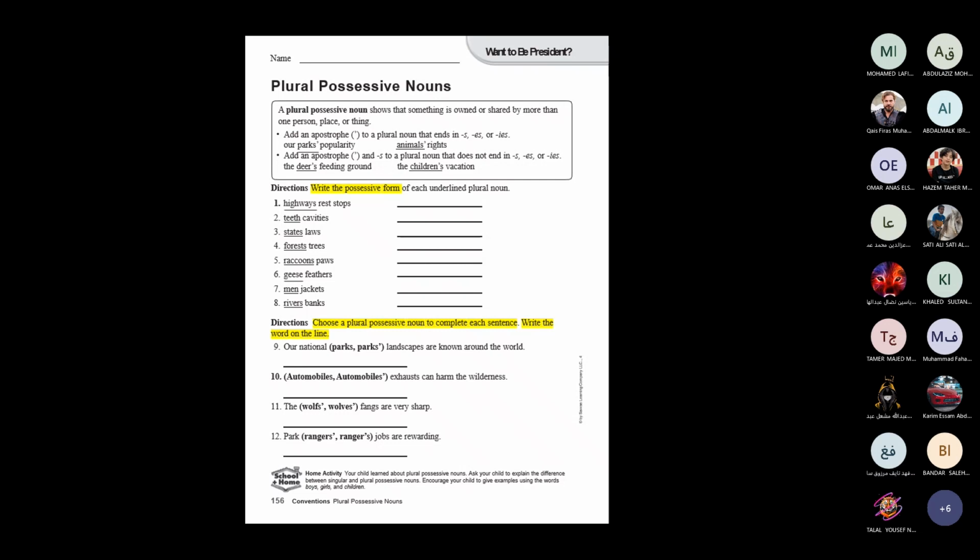Listen to me, Fahad. Number four is wrong. Number four, the word women. Women has S at the end. And number four, page 173. Have you opened the page? Fahad.